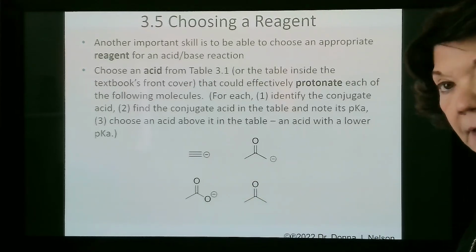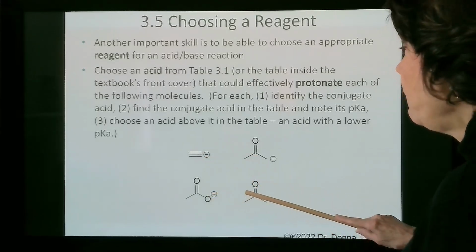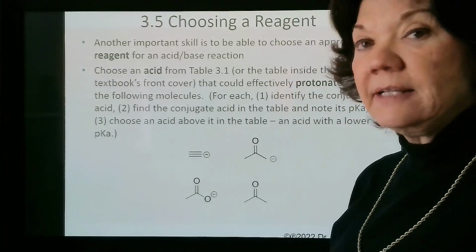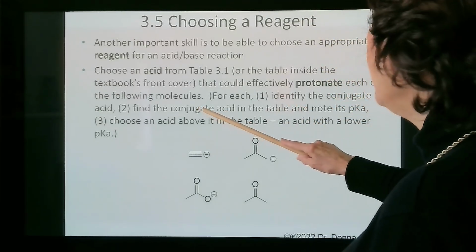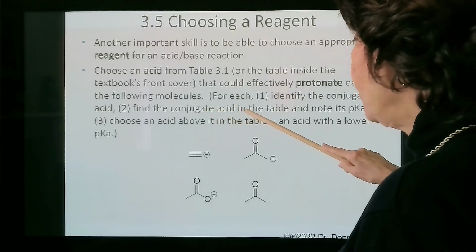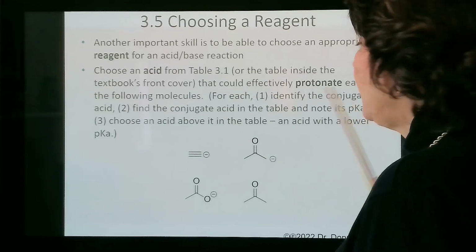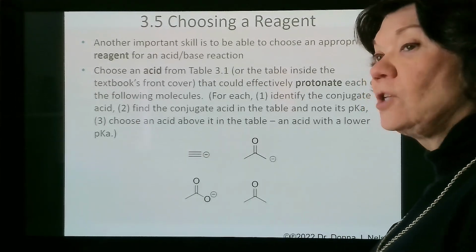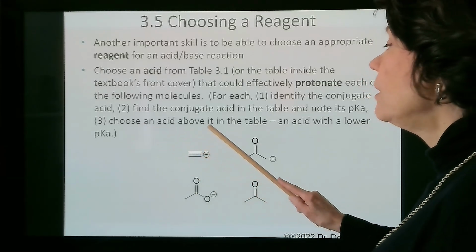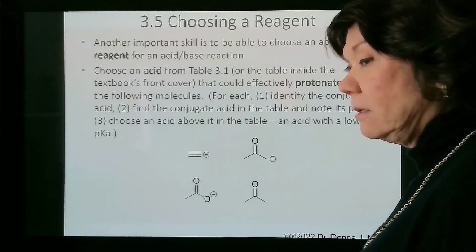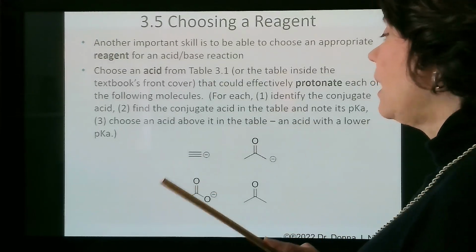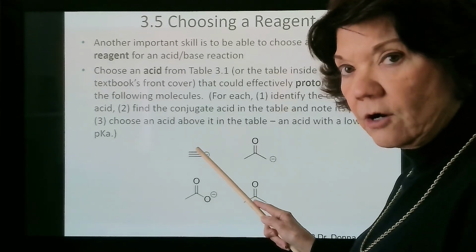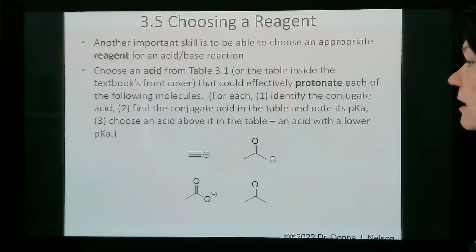And what that means is, for each one, take these one by one, identify the molecule's conjugate acid in that table, and then, staying in that same table, find the conjugate acid and note its pKa. Then, moving up in the table to the molecules that have lower pKa's, choose an acid above the one that you selected in the table. That acid will have a lower pKa. That means that it would effectively protonate that anion. And so you do that for each one of these, just as a little exercise.